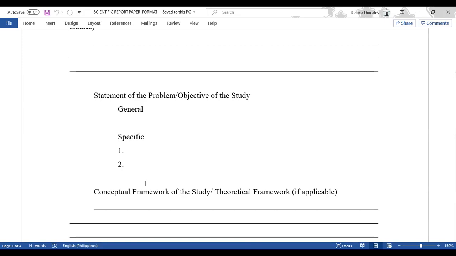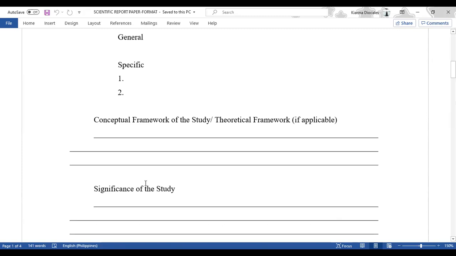for example, 5 powderized or pulverized oregano leaves. 10 oregano leaves for number 2. Be specific on that part. Conceptual framework, of course, the IPO, you should prepare a visual diagram showing the input, process, and then output. Again, input, it is the materials, the raw materials, the pinaka-construct, pinaka-idea of your paper. Process, what are you going to do? And then for the output, what are the outcomes of your study?